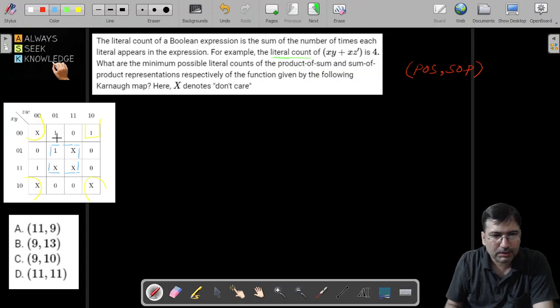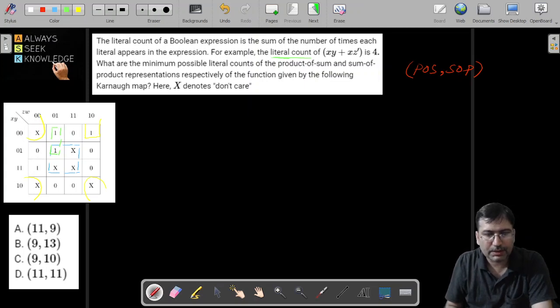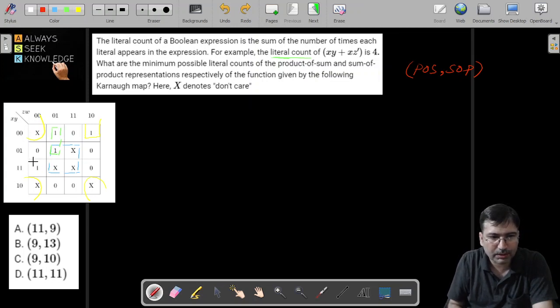Now for this one, we can form the group with this one, and this one we can form the group like this, right? So such kind of pairing we can do when we form such kind of group. Let me change the color of this. So let's say I'm making this group with red color.